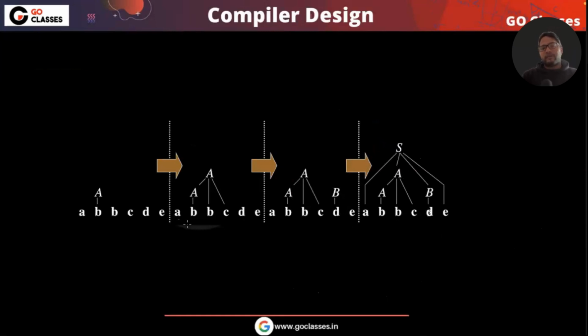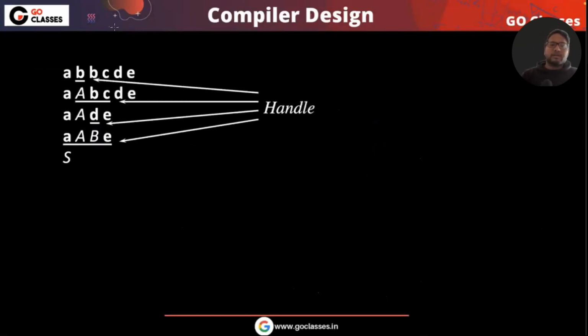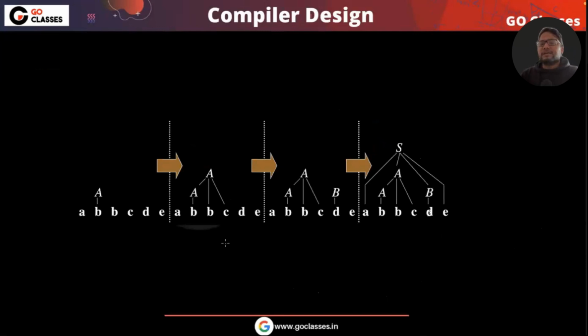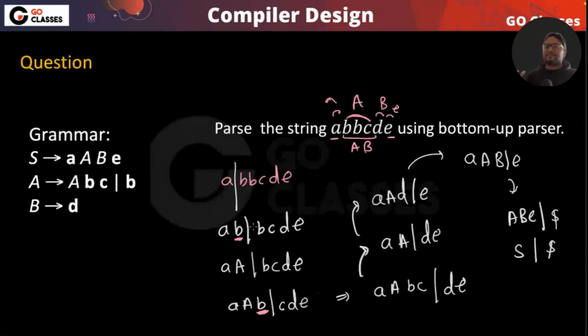So here, if you notice, we are saying that the first b was the handle, then this was the handle, then this was the handle, and so on. So this b was the handle, but the moment you reduce to capital A, this b is not the handle, right? Okay. So ultimately, the parser should be telling me whether I should reduce or not. But at least the generic working of any bottom-up parser is okay to you, right?